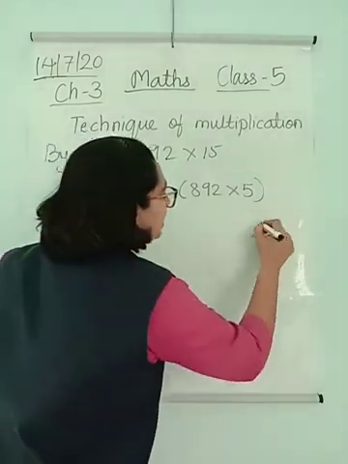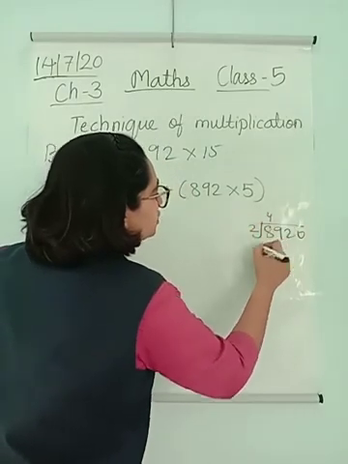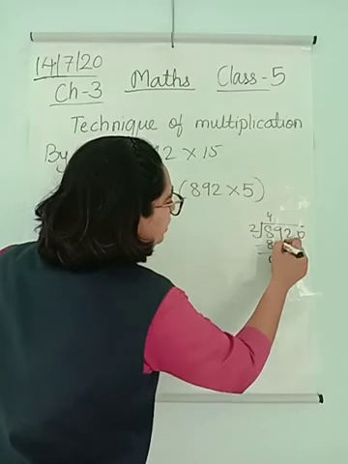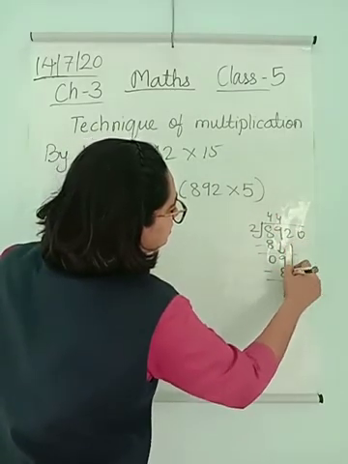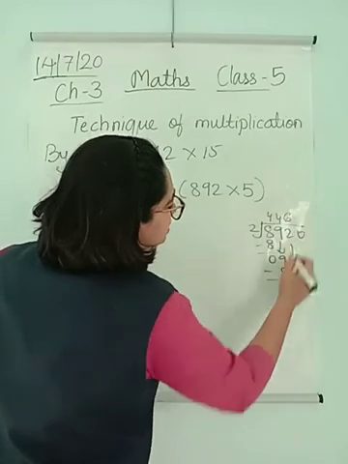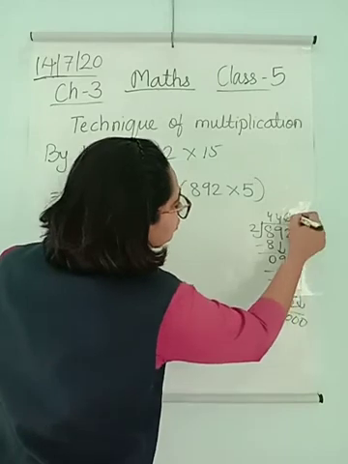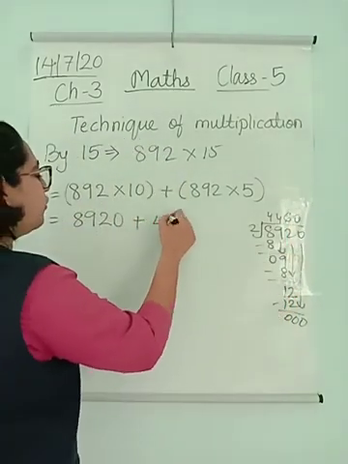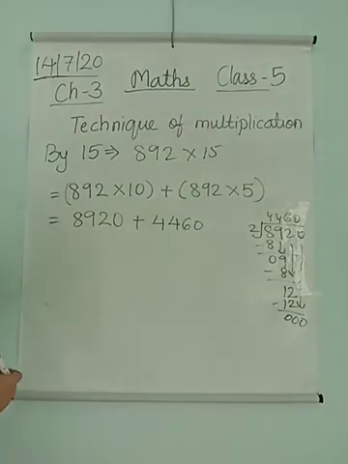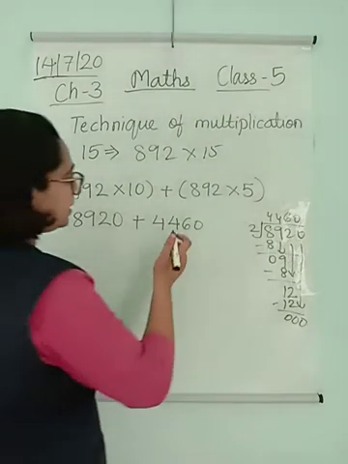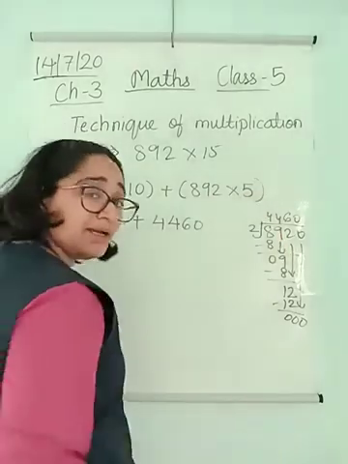So if I divide 8920 by 2, 2 4s are 8, 2 4s are 8, 2 comes down, 2 6s are 12, 0 comes down, so 0 here. So answer is 4460. Okay, else what I can do is I can multiply directly, then also I will get 4460.